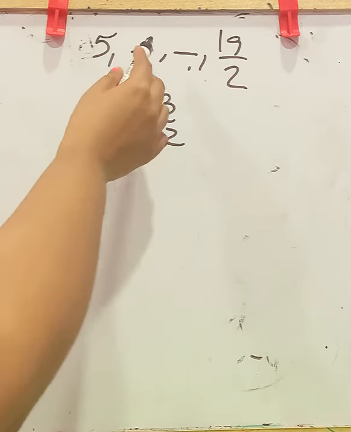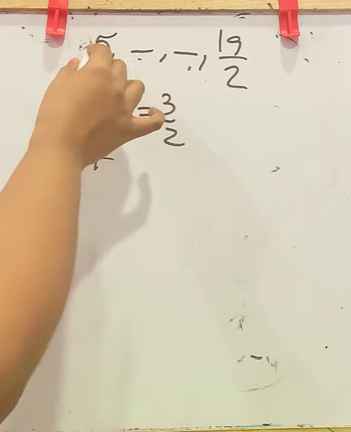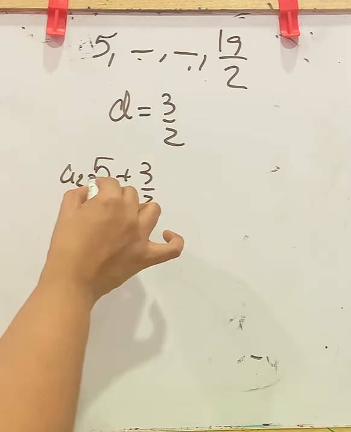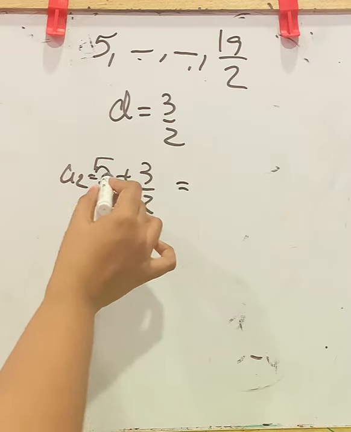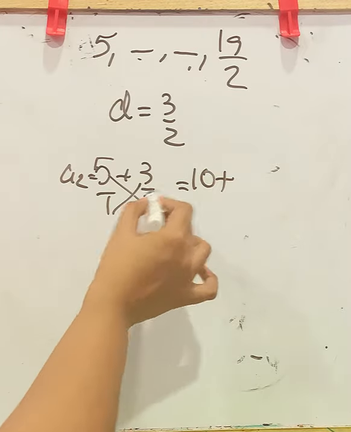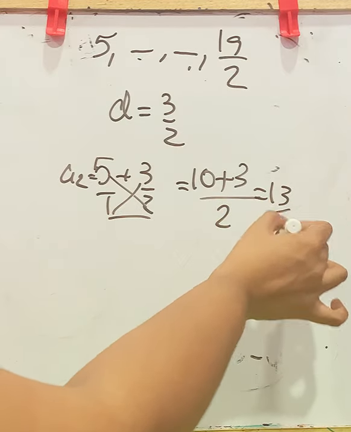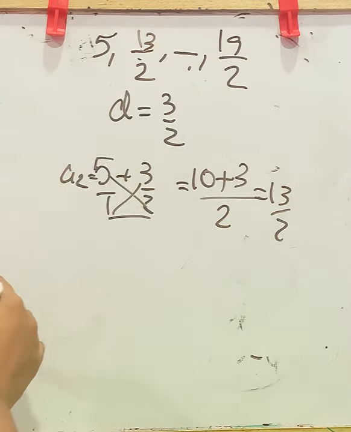Now to get the second term, we want to add 3 by 2 to the first term. 5 plus 3 by 2, you will get A2. Here again, 5 2s are 10 plus 3 1s are 3. Whole division, 1 2s are 2. 13 by 2. This term is 13 by 2.